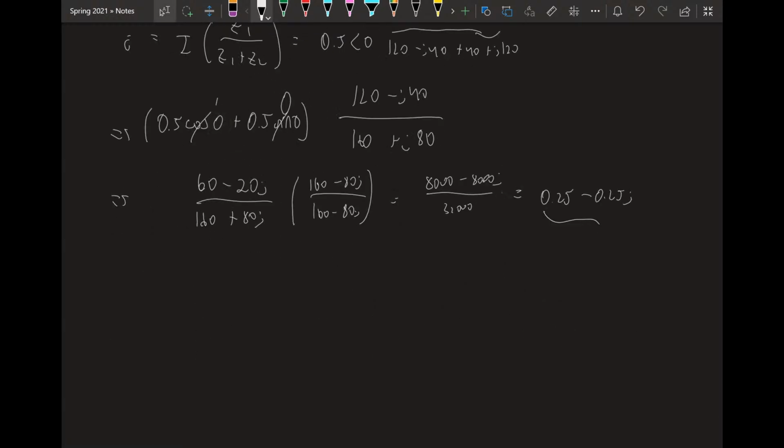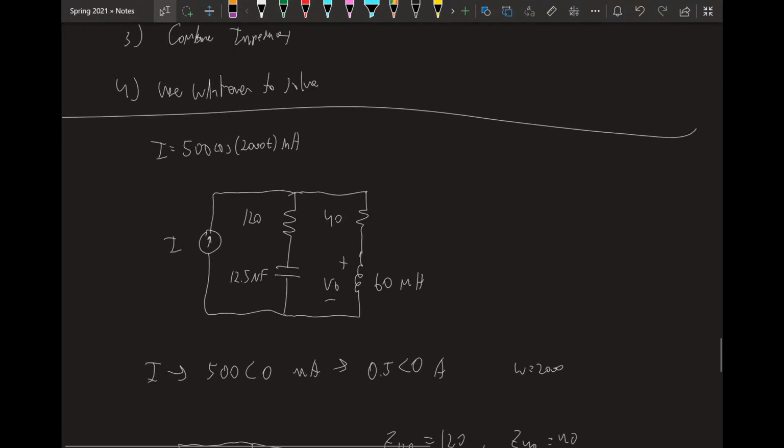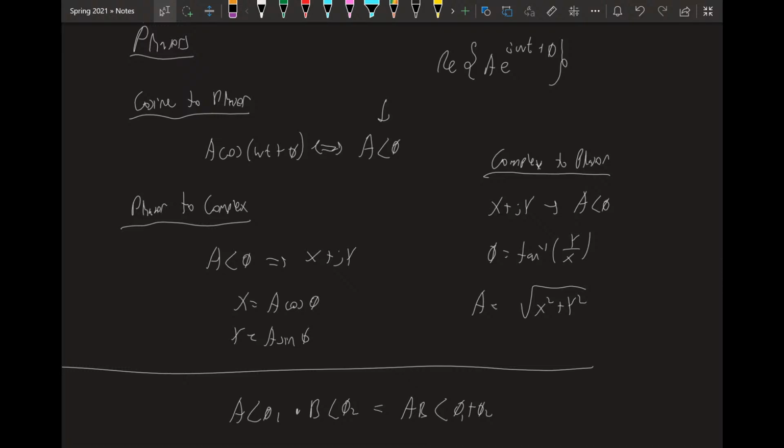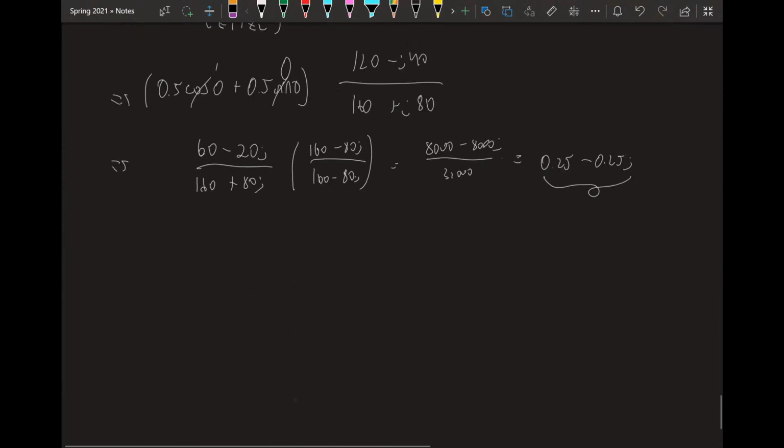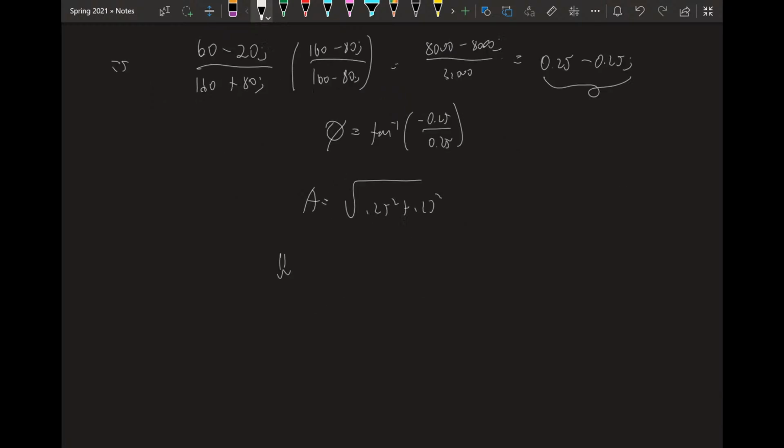Now we can take this complex number to a phasor. Let's look at how we do that. I'll go back up. Complex to phasor, we use this set of equations. Phi is equal to tan negative 1 of negative 0.25 over 0.25, and A is equal to the root of 0.25 squared plus 0.25 squared. This ends up giving us 0.354 phase negative 45 degrees. But that's not the answer, because the question asks for the voltage across the inductor. This is the current. We want the voltage.